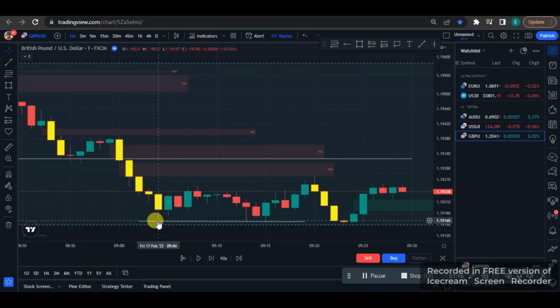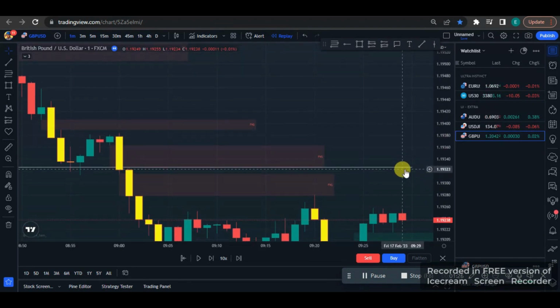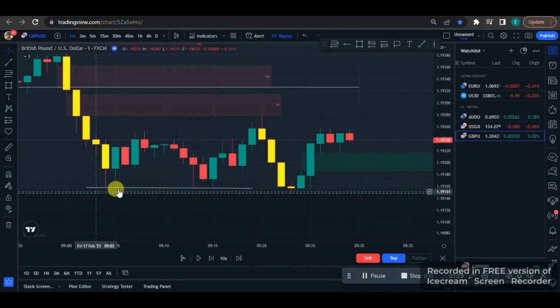So price, this is the lowest point price got to during the London session on the 15 minute time frame. Price went up, danced around, came back and touched. Let me just zoom in this a little bit. As you can see, price came back and made an equal lows to the T and went back up.